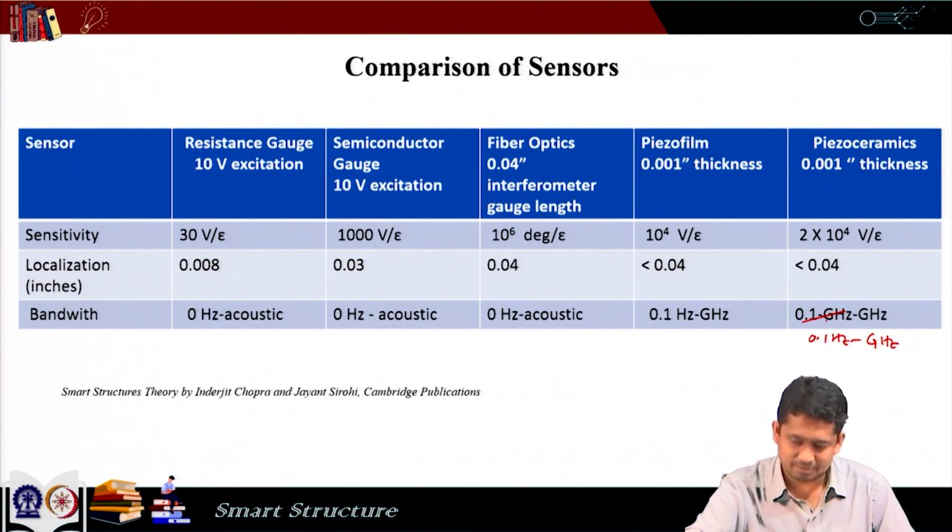And again these comparisons can be found in the book of Chopra and Sirohi. This brings us to the end of this lecture. We will continue from here in the next lecture.